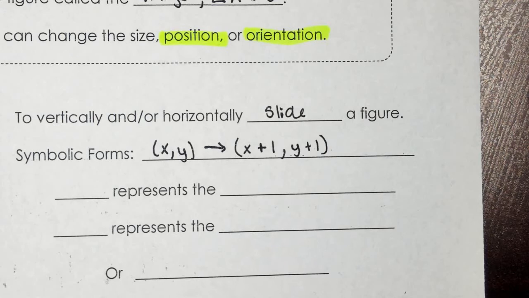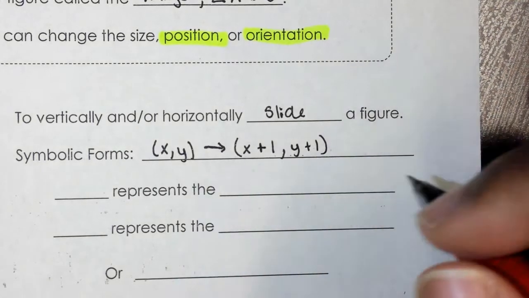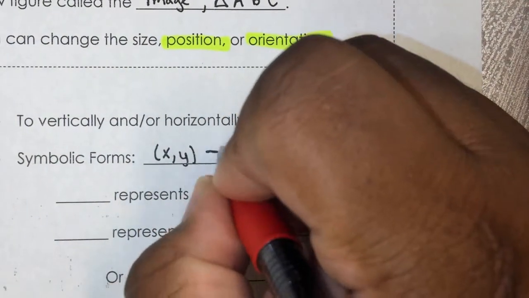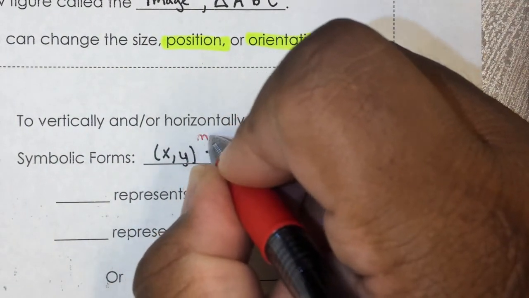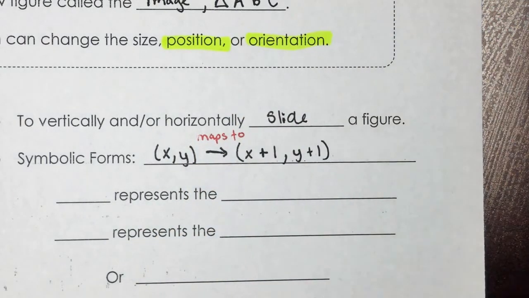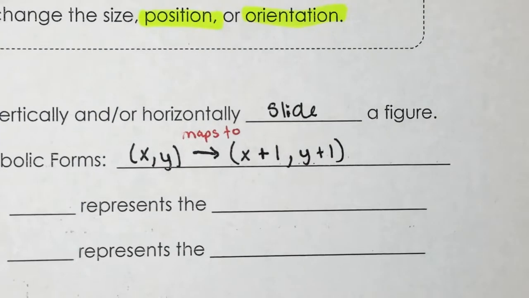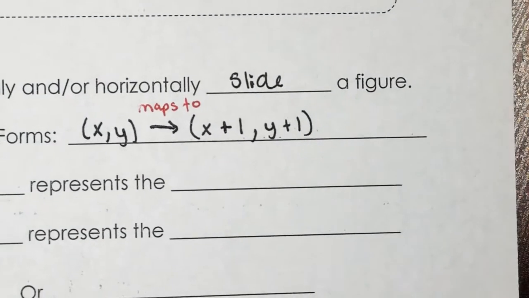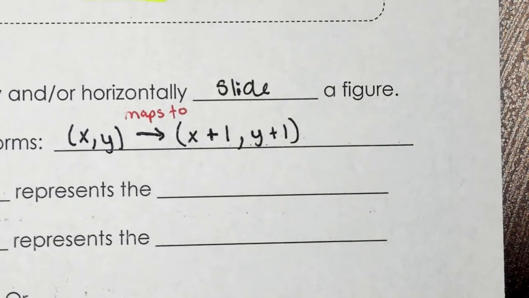This is also called a mapping rule. There's my red pen. So this arrow right here means maps to, and maps just means to move. Let me zoom in. That's what that arrow means.